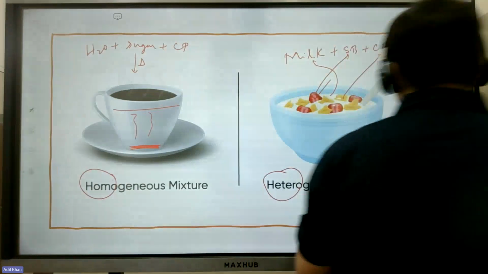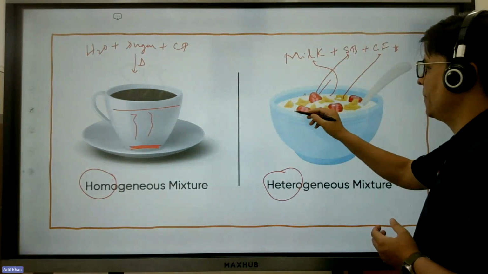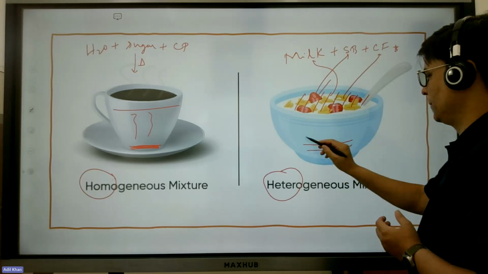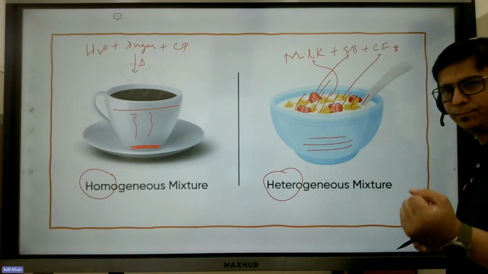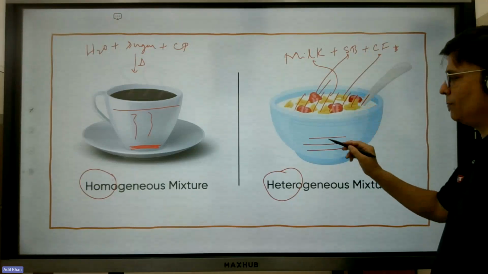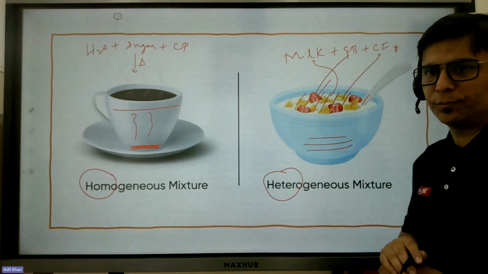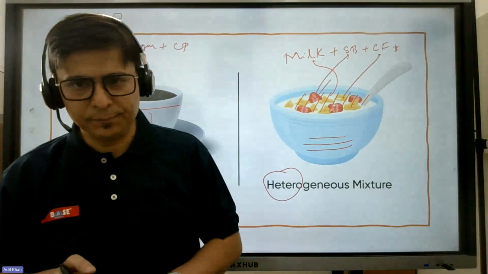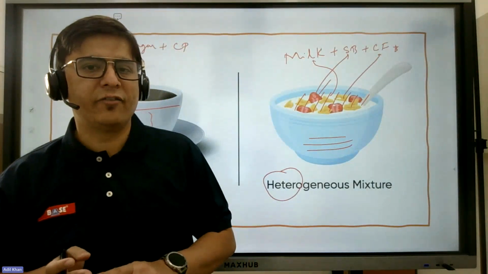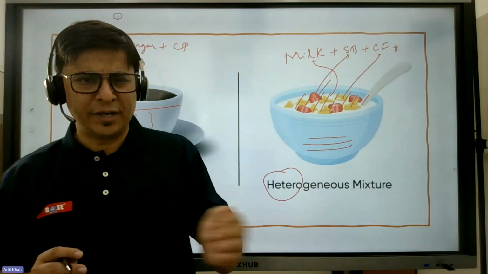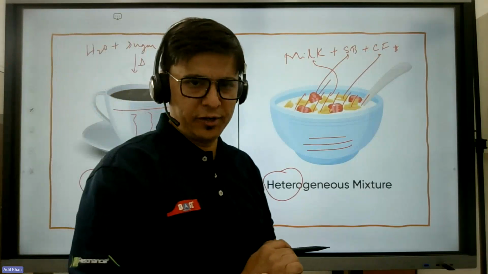Maybe the lightweight corn flakes will float on the top, but they will not be in the bottom. Maybe the strawberry, which is heavier, will sink down to the bottom. So corn flakes float on top, strawberries will go down. So basically in this case, a clear cut boundary is visible, and you can easily find out where the constituent particles are. So this is the major difference between homogeneous and heterogeneous mixture.